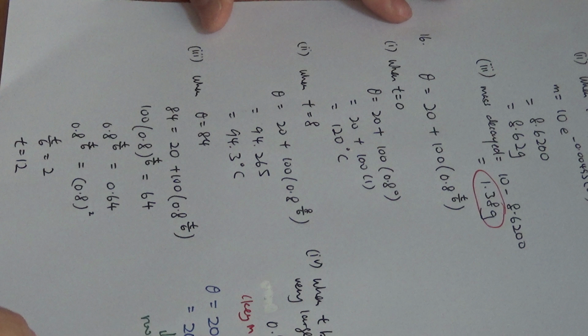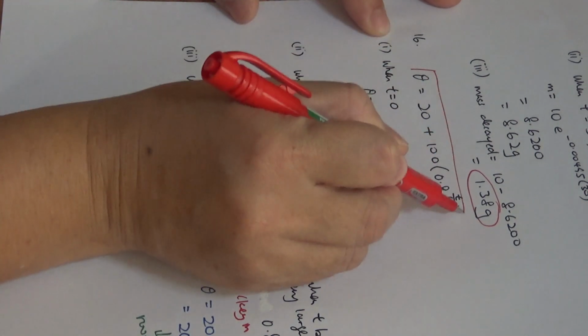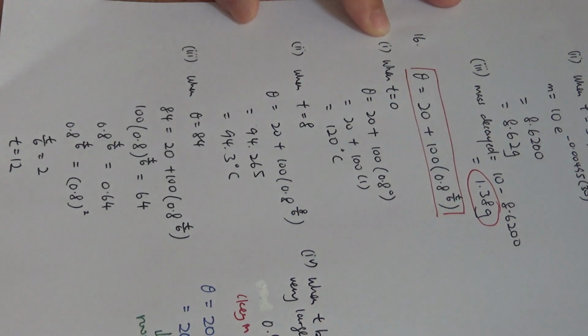Okay, now let's look at question 16. An object is heated in an oven until it reaches X degrees Celsius. It is then allowed to cool. Its temperature theta after it has cooled for T minutes is given by this formula here. Part 1. Find the value of X.